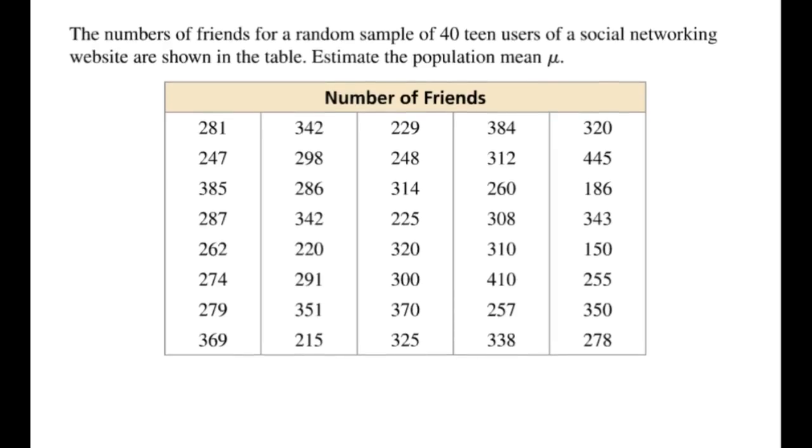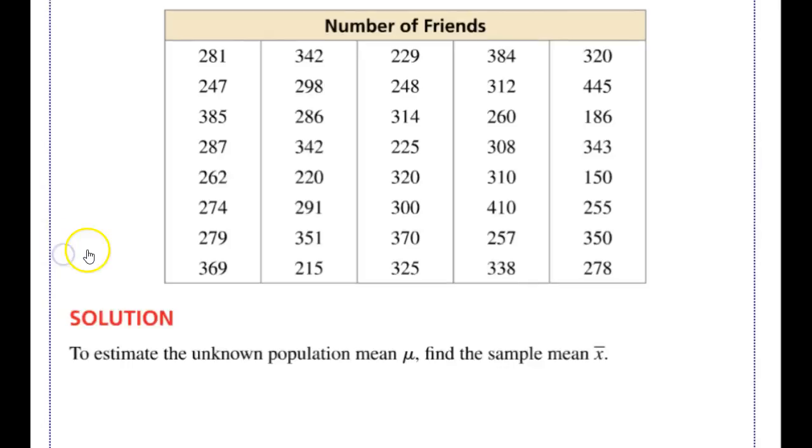So here's our first example. The numbers of friends for a random sample of 40 teen users of a social networking website are shown in the table. Estimate the population mean. And this is another Greek letter. This is mu, and this is always going to be our population mean. It is always this Greek letter. So in order to estimate that population mean, I have to find my sample mean.